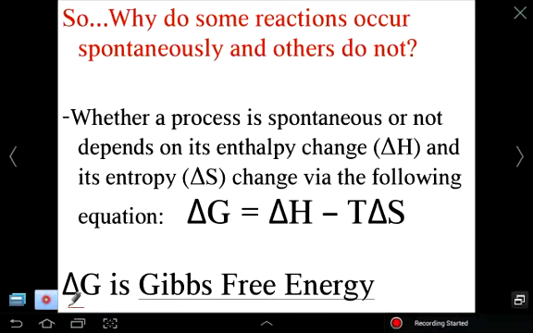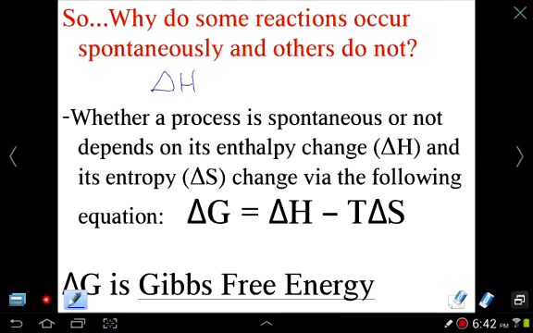Chapter 19, Lesson 3. In this chapter, we have been trying to answer this question: why do some reactions spontaneously occur and others do not occur? In other words, why do chemical reactions happen? And we had talked about two factors that contribute to any chemical reaction, and those two factors were delta H, which is enthalpy or heat change, and delta S, which is entropy or disorder.